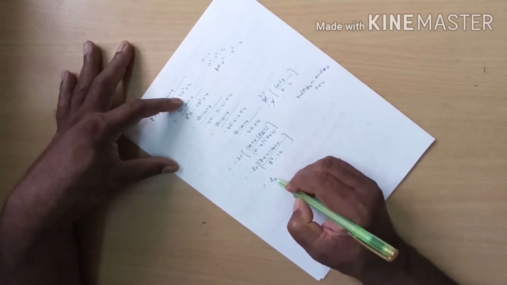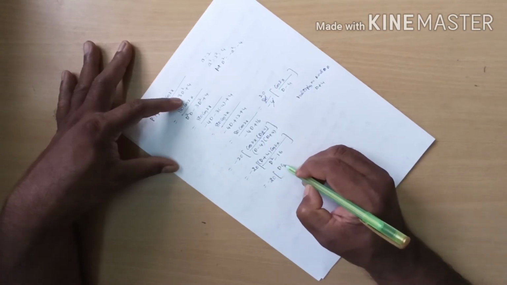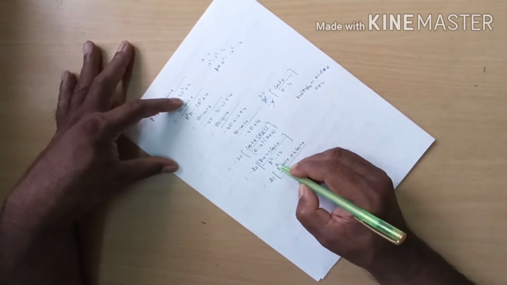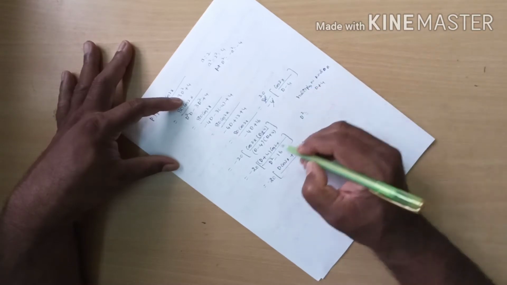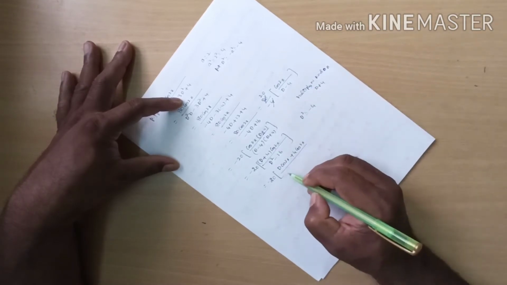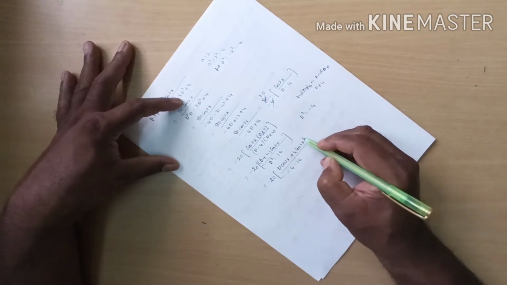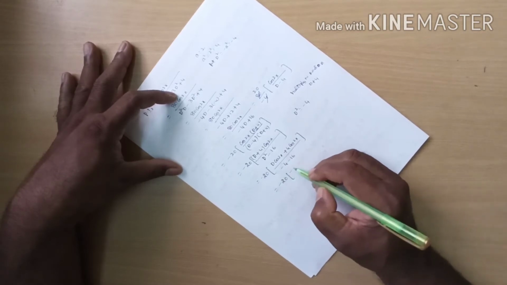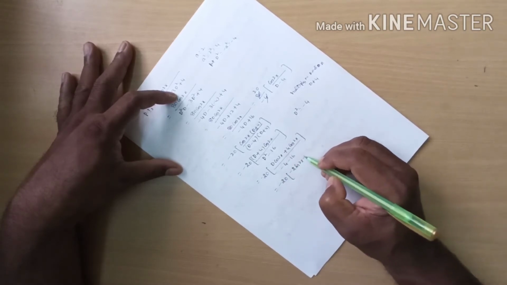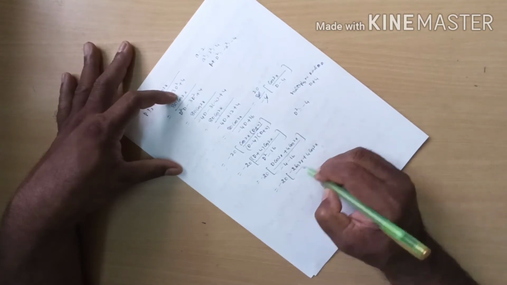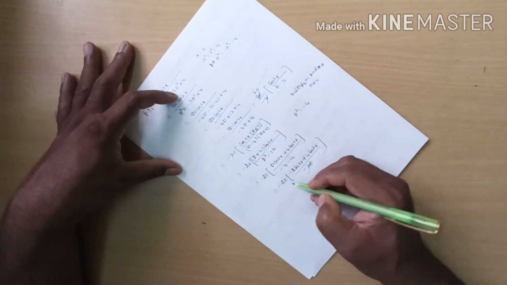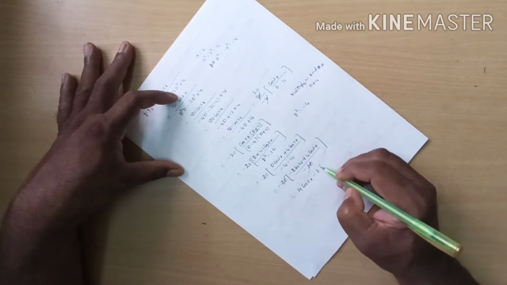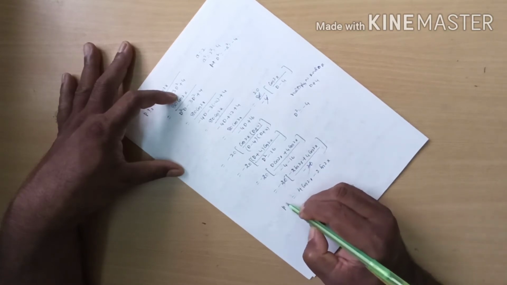-20 into (D of cos 2x plus 4 cos 2x) whole divided by, put D^2 equal to what? Put D^2 equal to -(x coefficient)^2, that is -4. -4 - 16. D of cos 2x is -2 sin 2x, so -20 into (-2 sin 2x + 4 cos 2x) by -20. It becomes cancelled. Therefore, 4 cos 2x - 2 sin 2x is PI2.